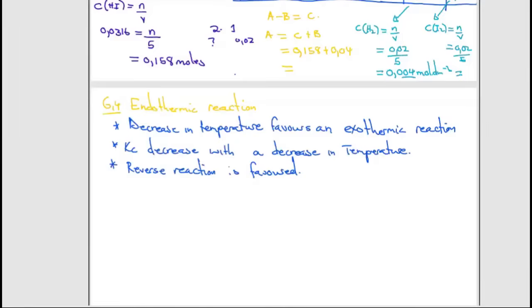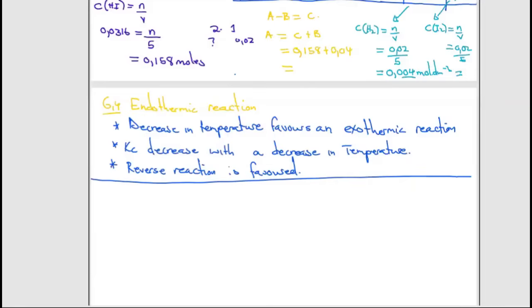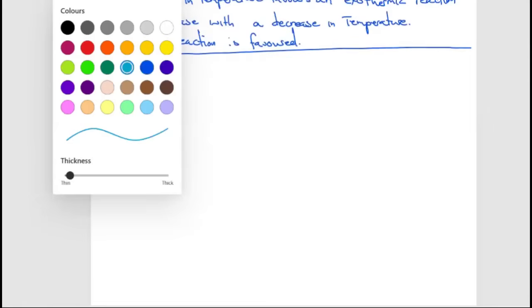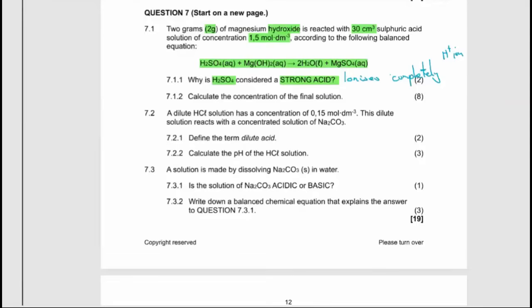So I'm going to use this other space here. We've been asked to calculate the concentration of that final solution. Let me use a different color. Okay, so what are we given? We're given the mass of magnesium hydroxide, which is 2 grams. We can get the number of moles from this, since we know the formula of magnesium hydroxide.